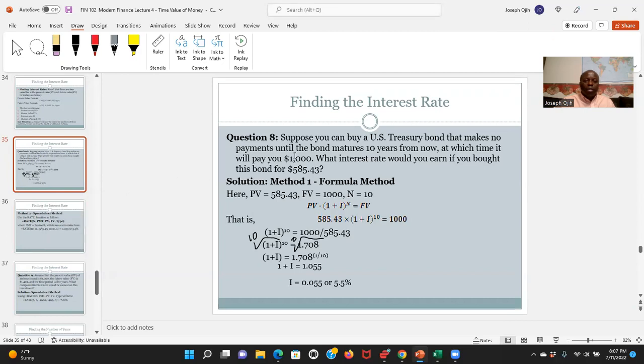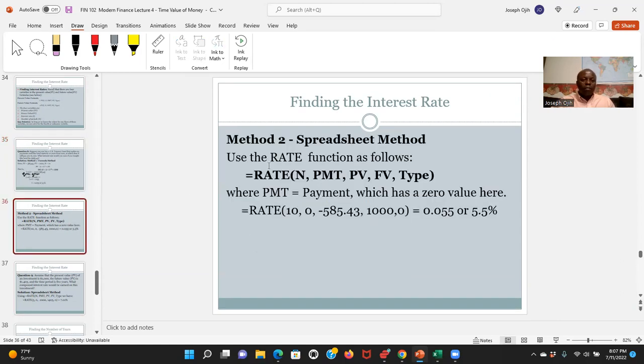Remember, our question is: suppose you can buy a US Treasury bond that makes no payment until it matures in 10 years from now, at which time you receive $1,000. What interest rate will you earn if you bought this bond for $585.43? So now, this is the formula we use.